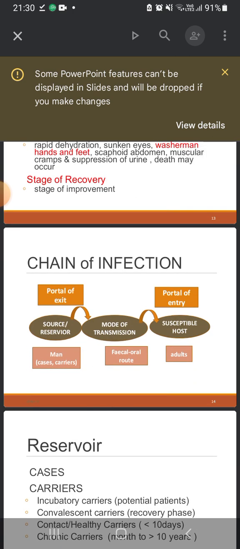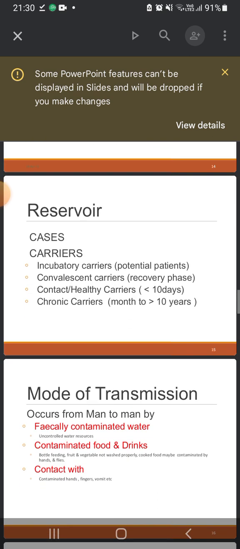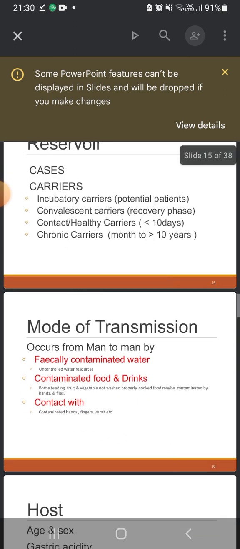The chain of infection: the source, which is man, can be cases or carriers. The mode of transmission is fecal-oral, and then the susceptible host is another man. Reservoir carriers: incubatory, convalescent, healthy, chronic carriers. Incubatory carriers are potential patients. Convalescent carriers are people in the recovery phase. Contact healthy carriers can spread in less than 10 days, and chronic carriers can shed the infection from months to 10 years.